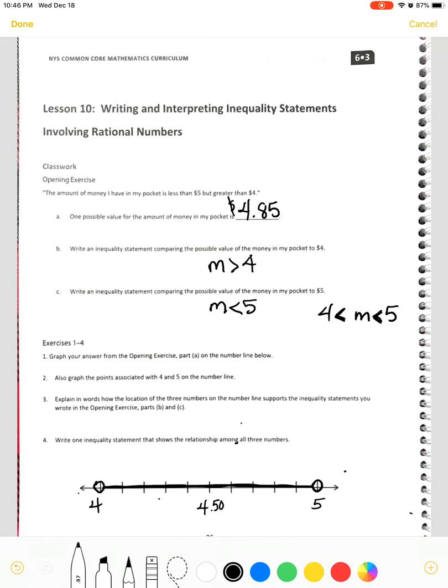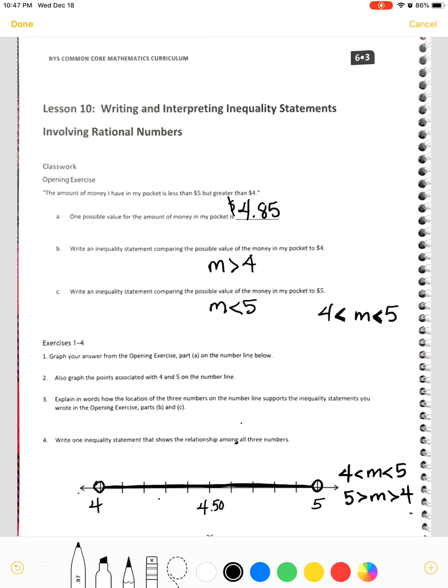So what we're doing here is graphing that inequality, because our money could be anywhere from just a tiny bit above 4 to just a tiny bit below 5. And how we would write that algebraically is what we already did up here. So 4 is less than the money, which is less than 5. Or we could do it the other way. We could say 5 is greater than the money, which is greater than $4. So when we're going least to greatest, we use less than signs. And when we're going greatest to least, we're using greater than signs. Okay? But we don't mix greater than and less than signs together in the same inequality.